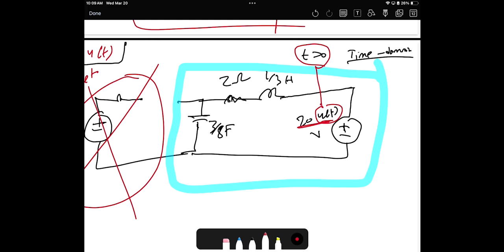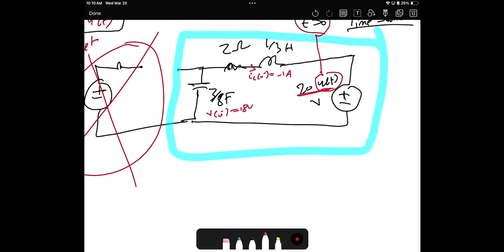But keep in mind, in order to do that, make sure you are applying the final switch status and that you already know the initial conditions. The initial condition of the capacitor voltage was, I think, 18 volts. The initial condition of the inductor current was negative 1 ampere. Now I'm ready to do my conversion. Let's start with the source, 20 u of t. It will be 20 over s, right? That's the voltage source, and it will remain as is.